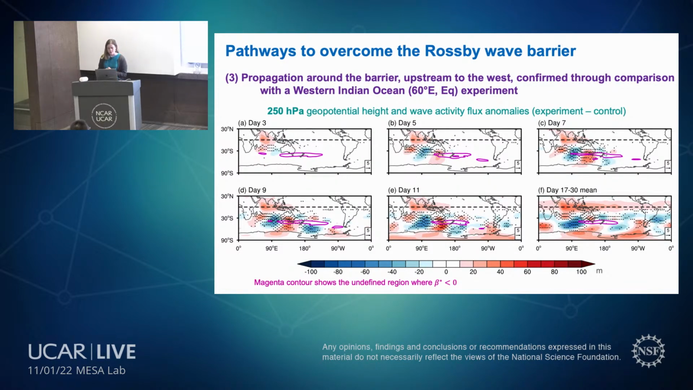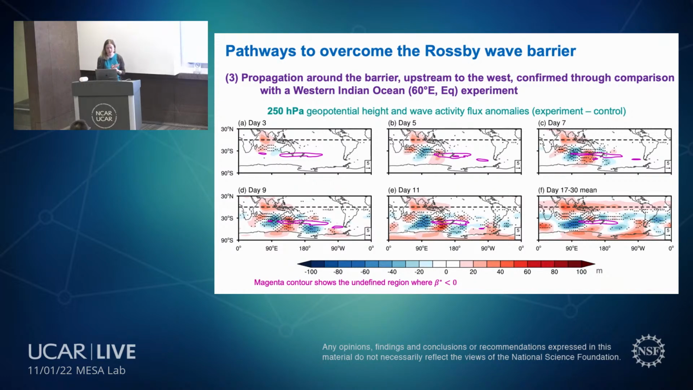And the final mechanism that we've also shown here is the possibility that the wave can propagate around this barrier. So this region only really exists in the Eastern Indian Ocean into the Pacific Ocean. And so from the Western Indian Ocean, waves should be able to propagate freely into the Southern Hemisphere extratropics.